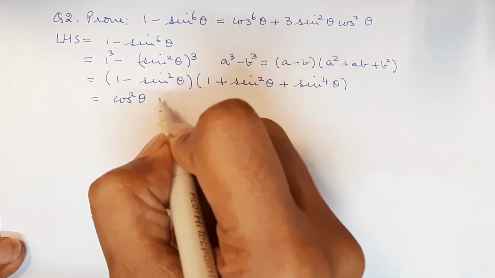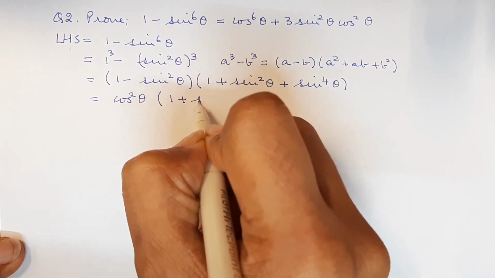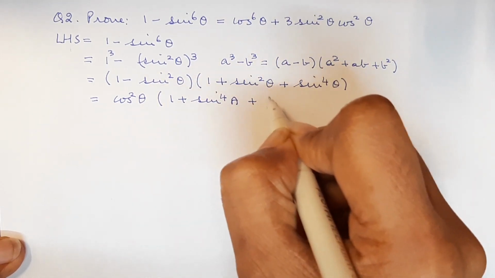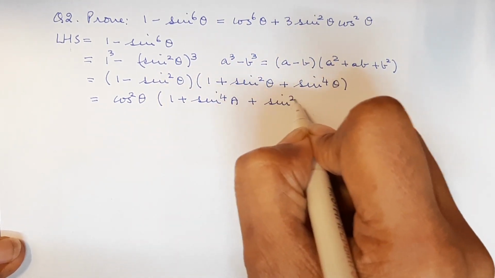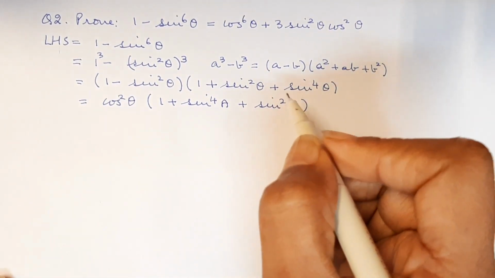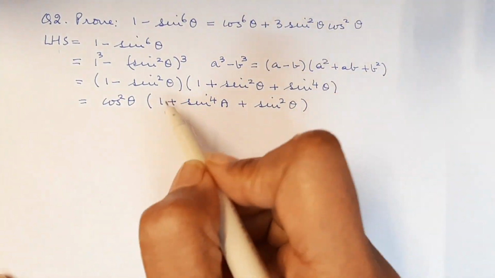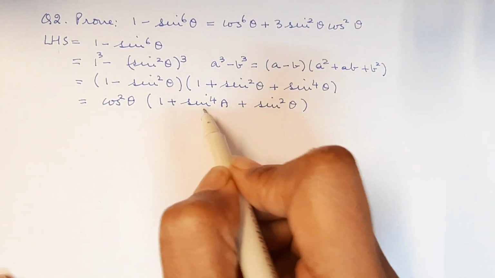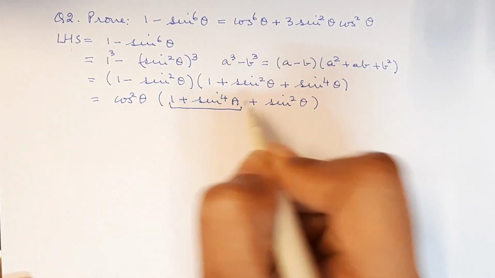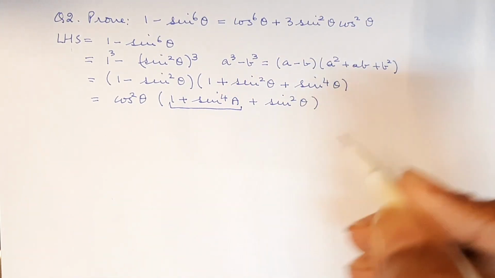cos square theta. Now, in the bracket here, I am keeping 1 plus sine to the power 4 theta together, and I am keeping sine square theta separate. Now, why do we do that? Because on my right hand side where I have to go, I don't see 1 and I don't see sine to the power 4, which means this has been converted into this.